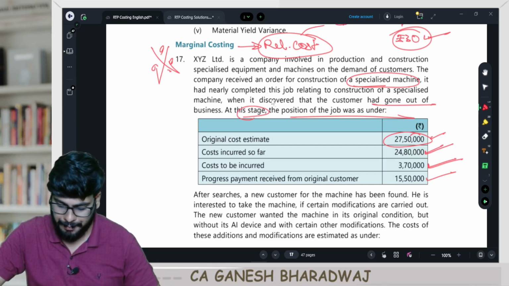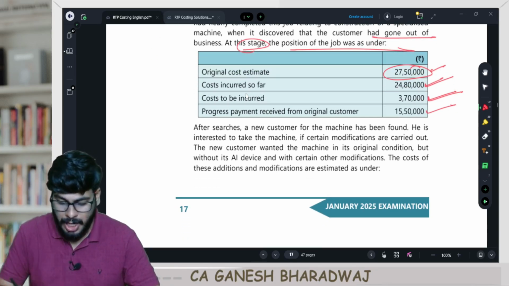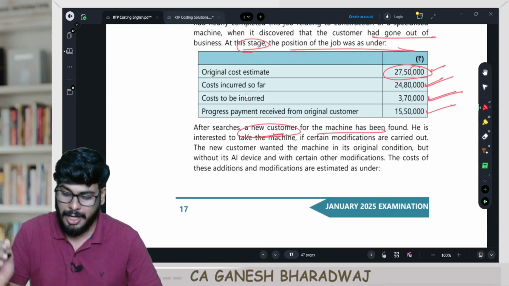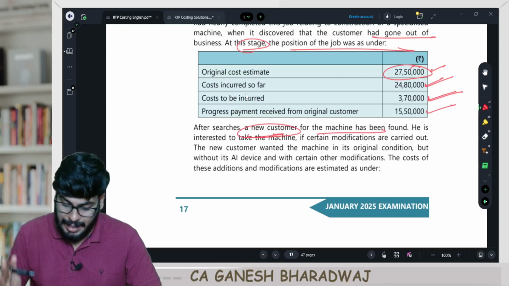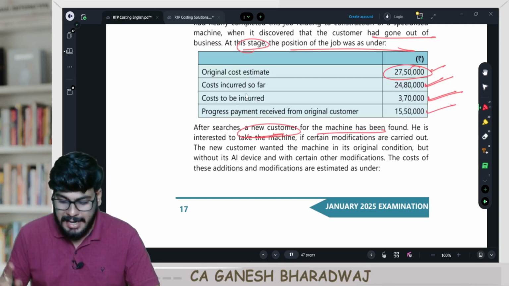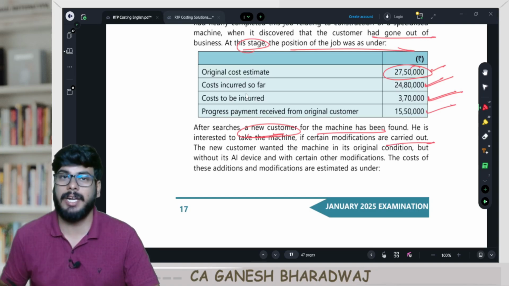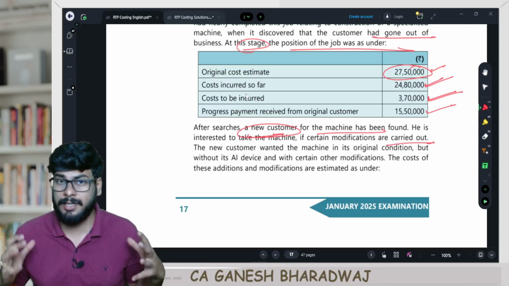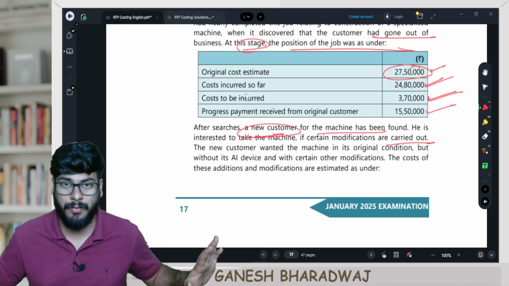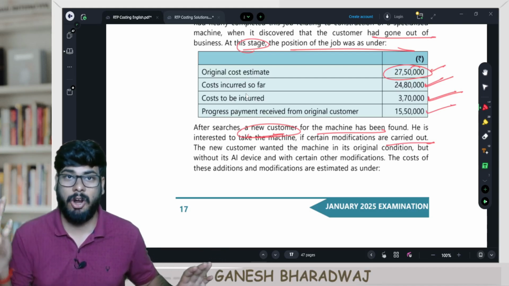These are the data given. Now, after searches, a new customer for the machine has been found, right? He is interested in taking the machine if certain modifications are carried out. That guy is saying, so it's a distress sale. Again and again, I'm saying it's not a normal course of operation, right? Not a fresh order and all.